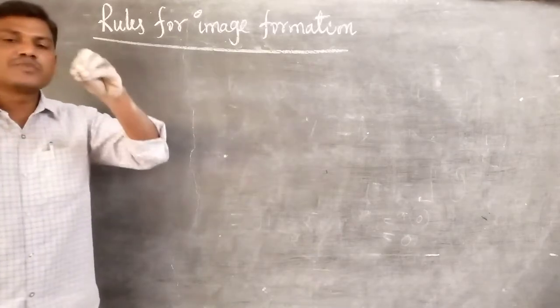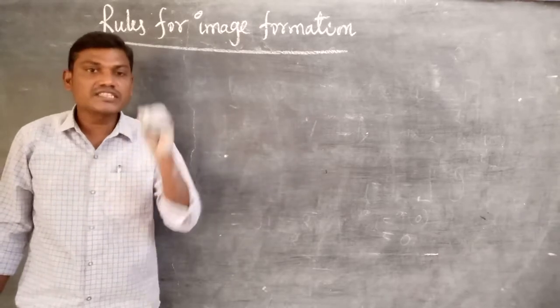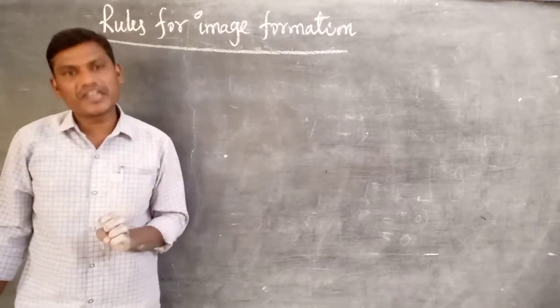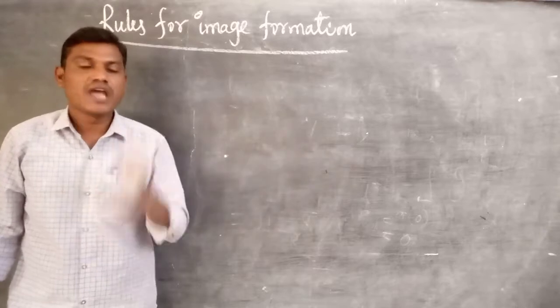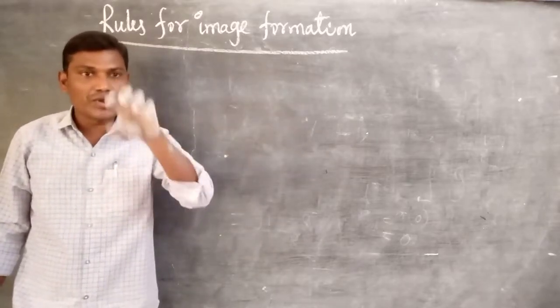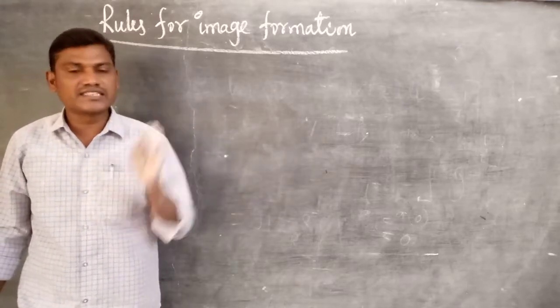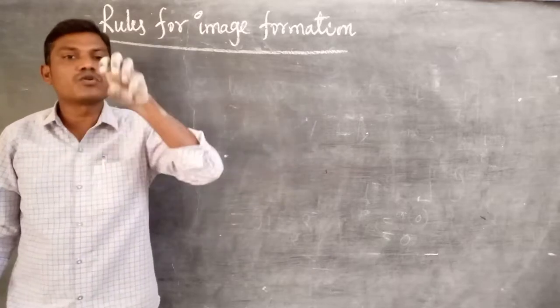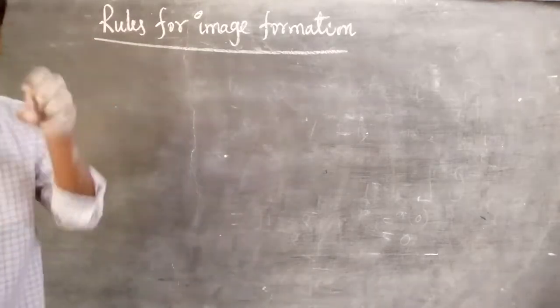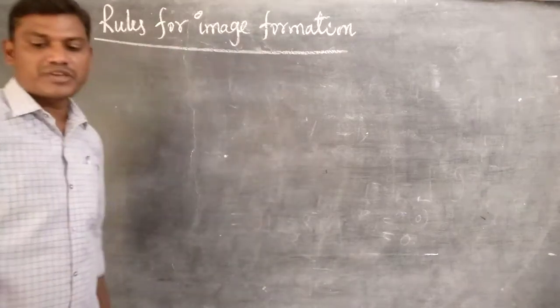These rules you must follow. When you follow these rules, it is very easy for you to locate the position of the image and the nature of the image. Listen carefully. In order to locate the position and the nature of the image formed by the lens, we must follow some rules and regulations. That topic we discuss in this concept, that is rules for image formation.